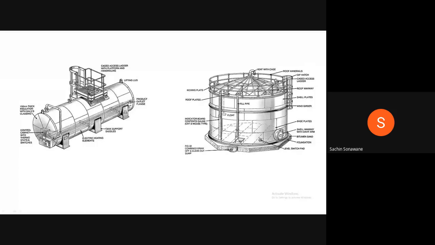These are the roof plates. These are the kicking flats. These side plates are known as kicking flats. This is a vent with cage. These are the roof handrails, of circular shape. These are the shell plates. This is the wind girder. Therefore, these are the different parts of the pressure vessel. These are the base plates.